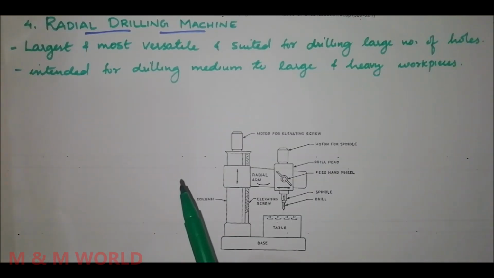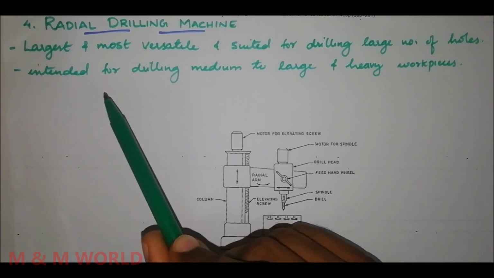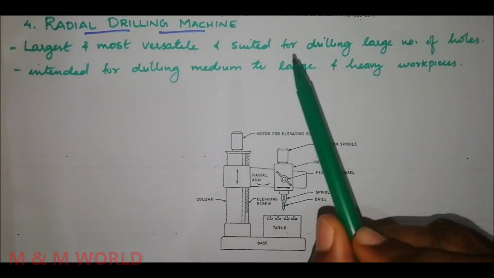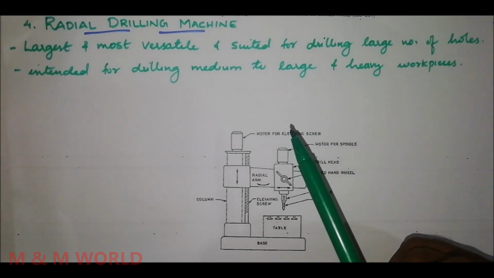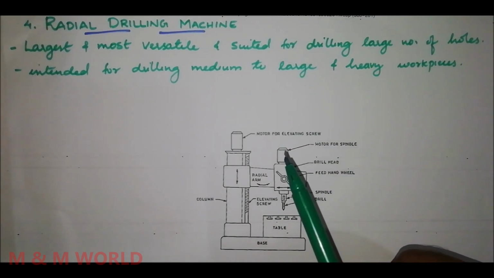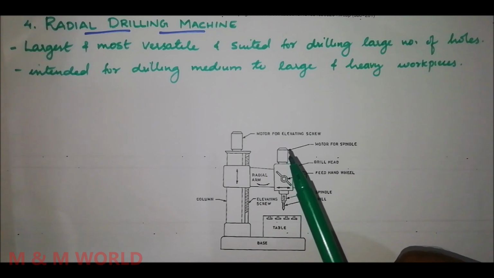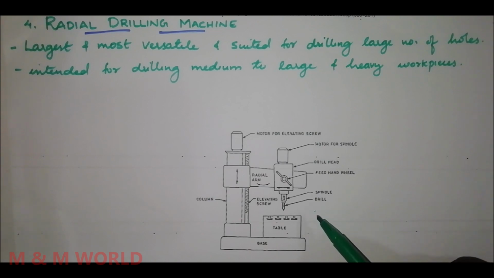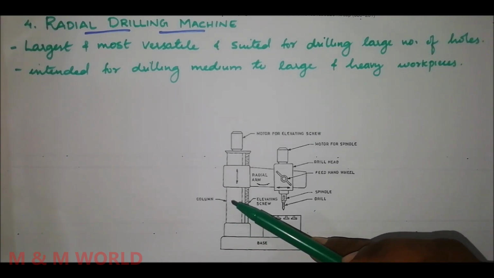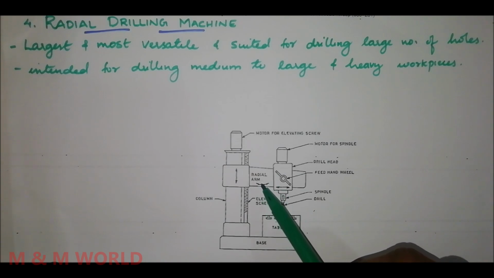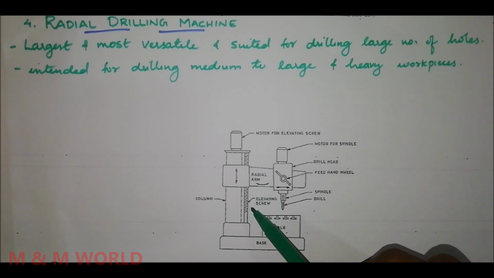Now the fourth one is the radial drilling machine. It is the largest and most versatile machine, suited for drilling a large number of holes, and it is intended for drilling medium to large and heavy workpieces. The machine consists of a heavy round vertical column mounted on a large base, and the column supports the radial arm. So this is the radial arm, which can be raised and lowered to accommodate workpieces of different heights.